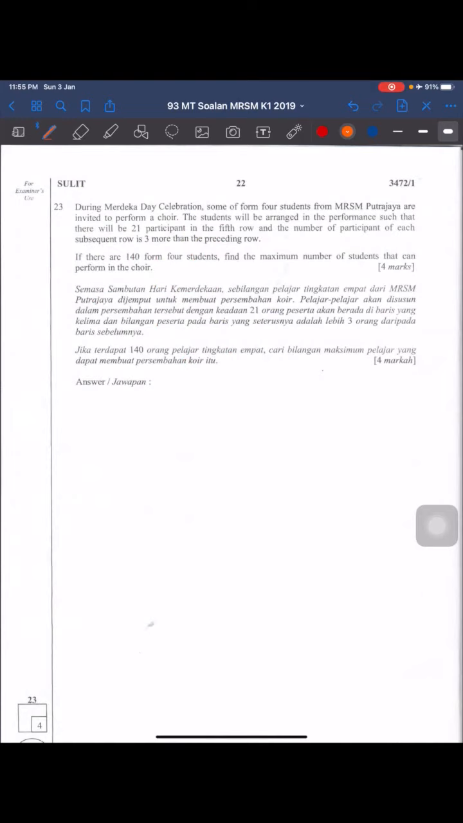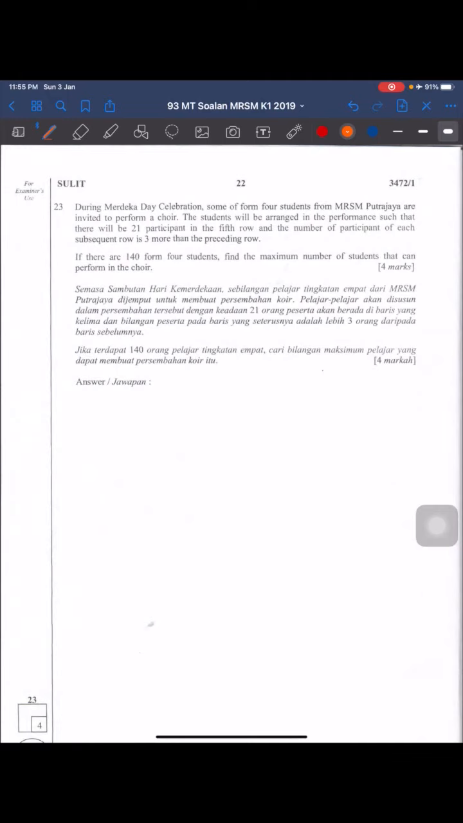Okay, we proceed with question number 23. Okay, during Merdeka Day celebration, some of Form 4 students from MRSM Putrajaya are invited to perform a choir. The students will be arranged in the performance such that there will be 21 participants in the 5th row, and the number of participants of each subsequent row is 3 more than the preceding row. Okay, if there are 140 Form 4 students, find the maximum number of students that can perform in the choir.